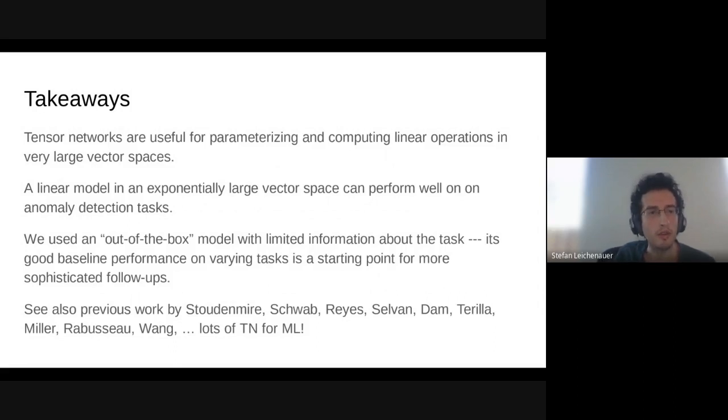Over the last 5 years or so, tensor networks for machine learning have become a kind of hot topic. Here's a small collection of authors, including several people who are here, who have worked on this topic, and there are many that I've left out.